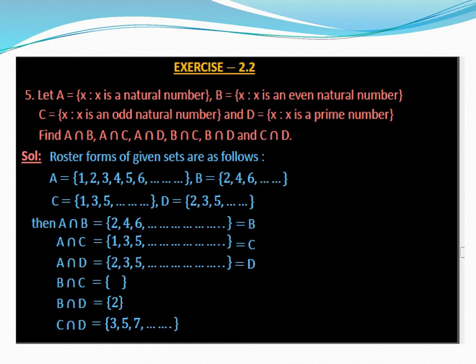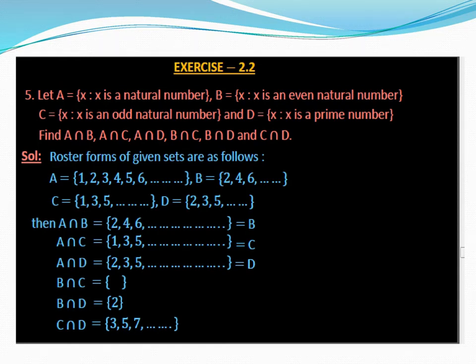We'll go to solve the fifth problem. This problem is very important from the examination point of view. Compulsorily this type of question comes for 4 marks or 8 marks. Now we will go to solve this problem.